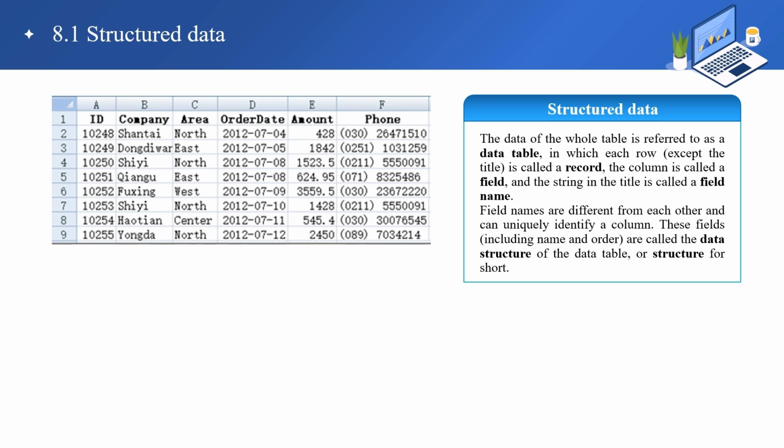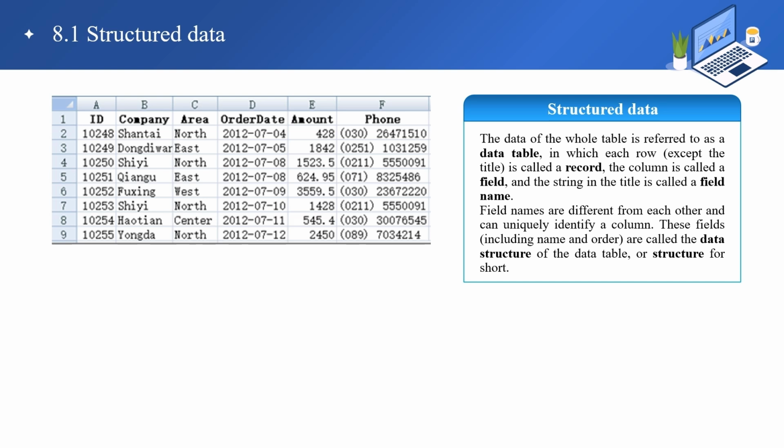These fields, including name and order, are called the data structure of the data table, or structure for short. Structured data is data with data structure. A2 to F9 in the table is the data in the data table. We will say what is the value of a field of a record. For example, the ID field of the second record is 10248, and the area field of the 8th record is center. Each field of each record in the data table will have a value.